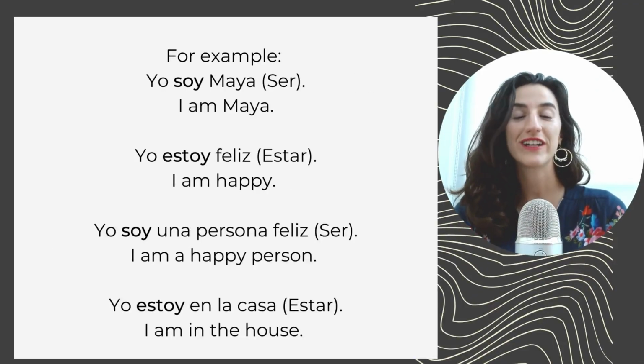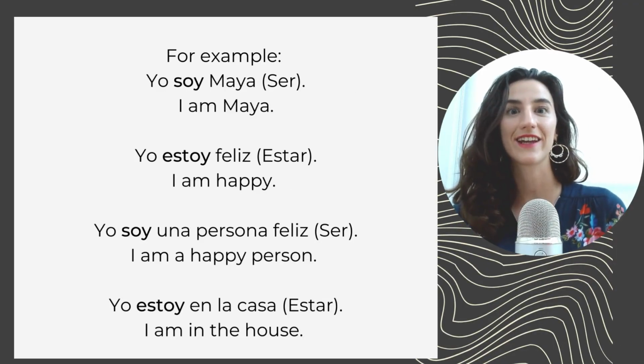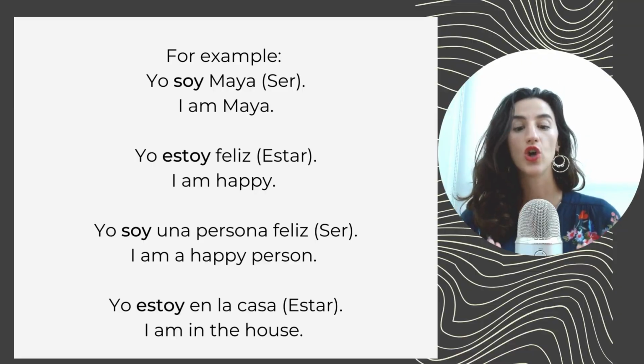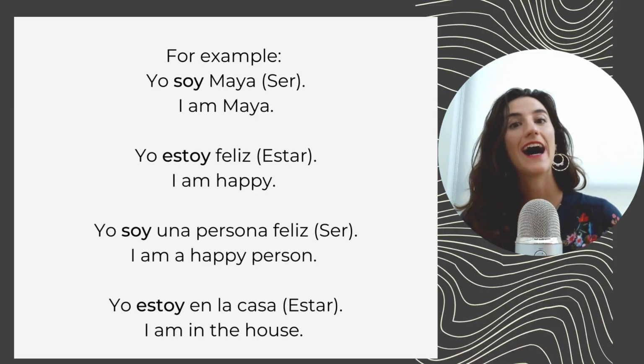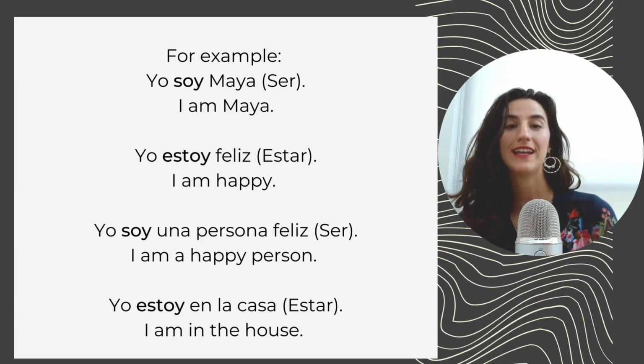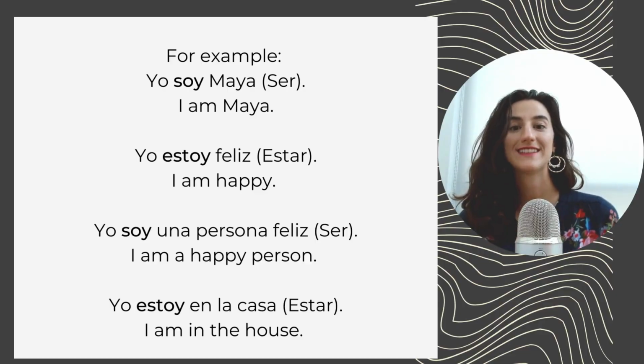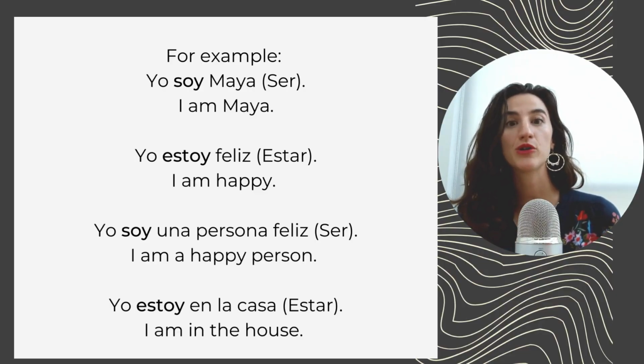Let's look at some different examples between ser and estar. First, we have yo soy Maya. Here we're using ser, I am Maya, because this is who I am. Next, we have yo estoy feliz. Here I use estar, I am happy, because this is a temporary emotion.